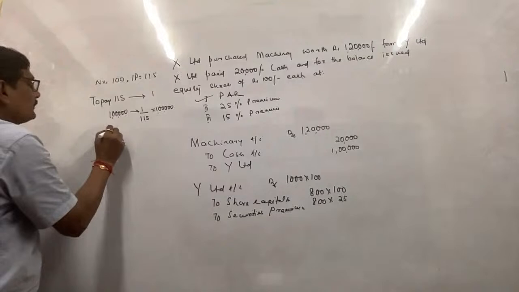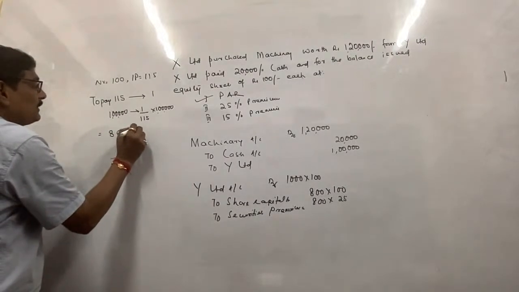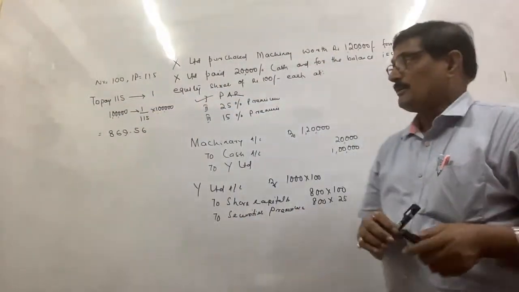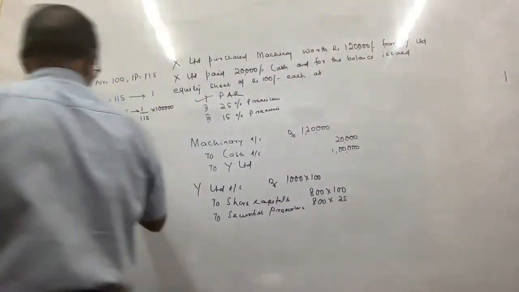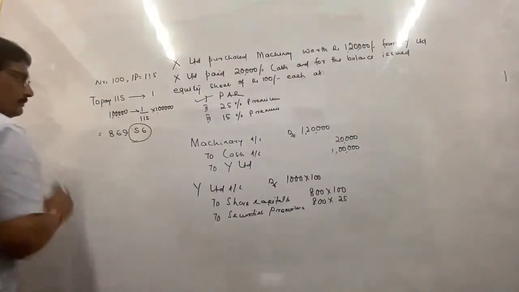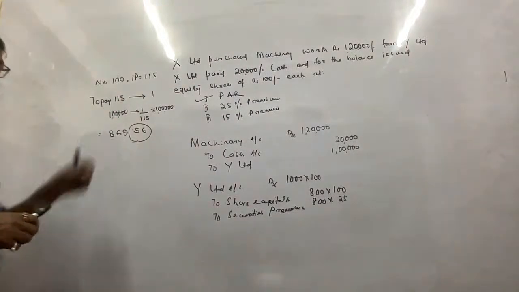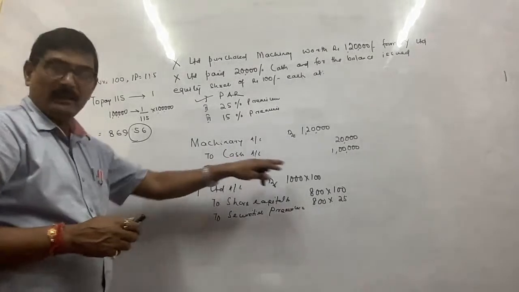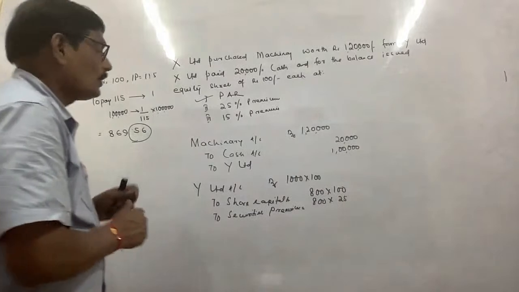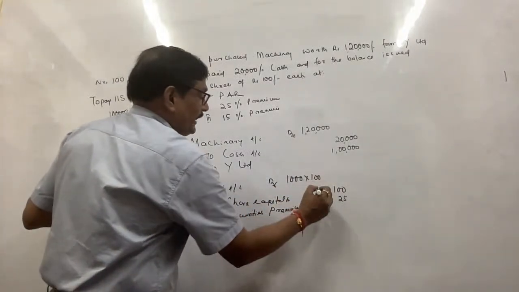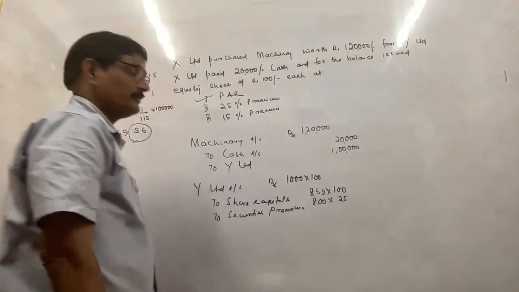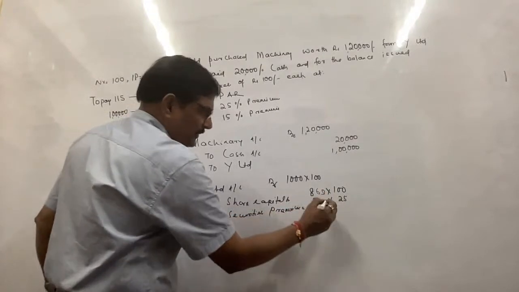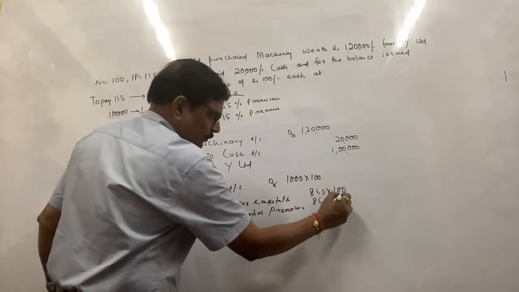It will be 869.56. Remember that shares cannot be issued in fraction, and neither are you allowed to round it off. So what we will do? Y Limited account debited 1 lakh rupees to share capital 869 into 100, to securities premium 869 into 15.